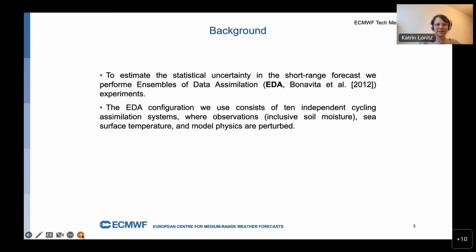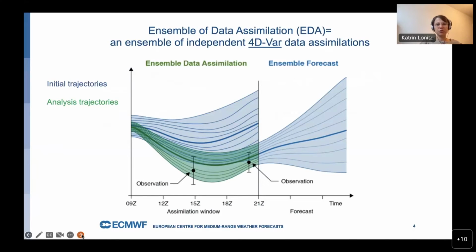So the configuration we used is a control run, and 10 members. And those 10 members are 10 independent cycling assimilation systems, where there are some perturbations added to the observations, to the sea surface temperature, and to the model physics. And this is a little schematic showing you what it actually means. So in blue, you have the trajectories from the forecasts from the 10 different members.